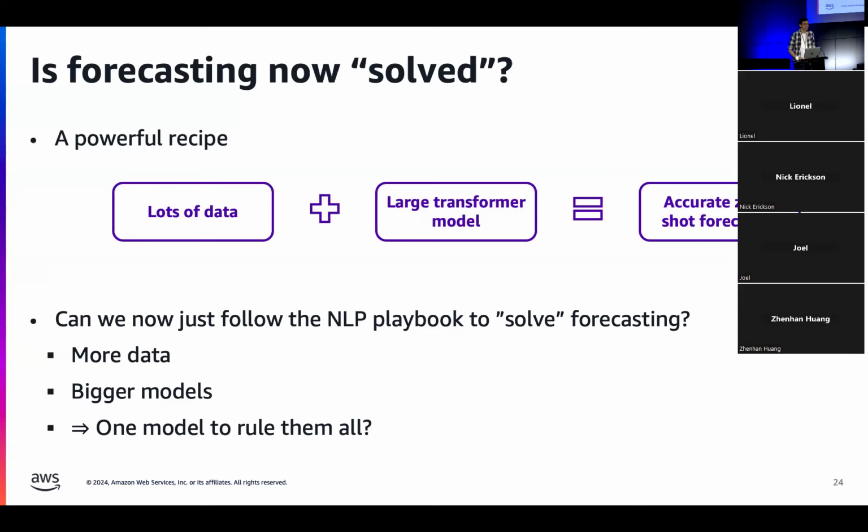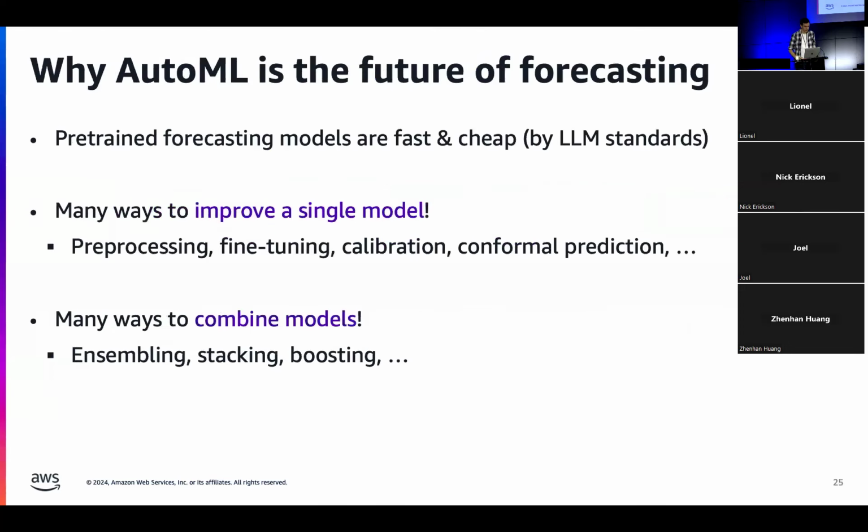I actually think it's not the case, and maybe I'll try to convince you that this also won't happen in the future. Even in this world of large pre-trained models, we will still need AutoML, and there will be a lot of room for innovation on the AutoML side. The main reason is that these pre-trained models like Chronos, even though they are quite large by the standards of forecasting models, are still tiny compared to LLMs that are hundreds of times larger, maybe thousands of times larger, with a lot more parameters, a lot slower, and a lot more expensive to run.